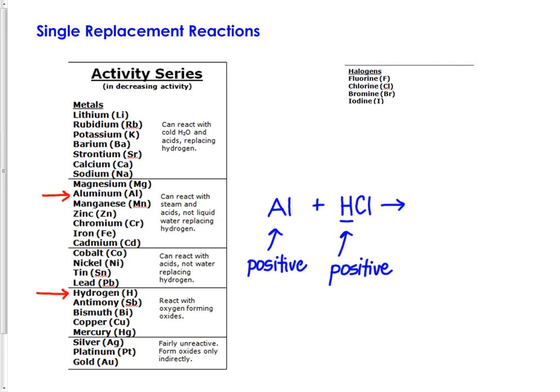Now, aluminum is above hydrogen in the list. So it has the ability to replace hydrogen. So as a result, hydrogen gets kicked out of the partnership and is left on his own. Now when hydrogen's by himself, you'll remember he's one of the 7 diatomics. So we've got to write it as H2.